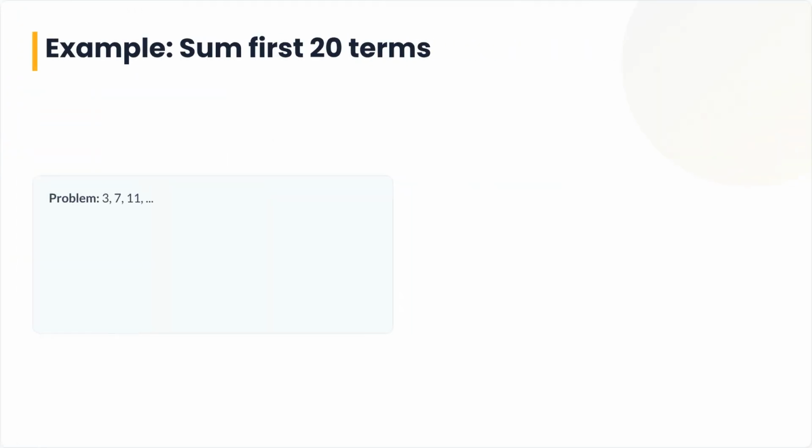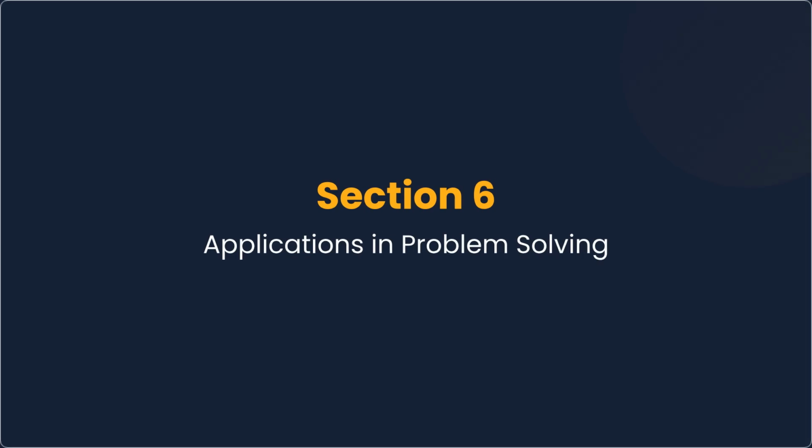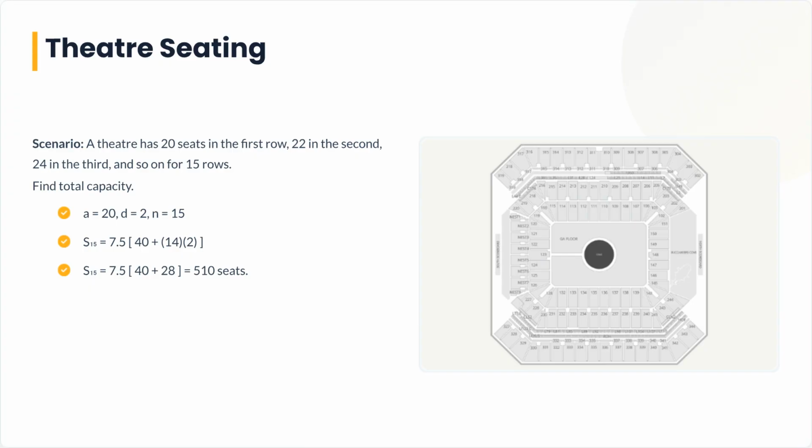For the sequence 3, 7, 11, finding the sum of the first 20 terms involves identifying a as 3, d as 4, and n as 20. Applying the formula, we reach a sum of 820. Now let's explore section 6, applications in problem solving. In a theater seating scenario, if the first row has 20 seats and each subsequent row increases by 2, we can calculate the total capacity for 15 rows by applying our sum formula, resulting in 510 seats.